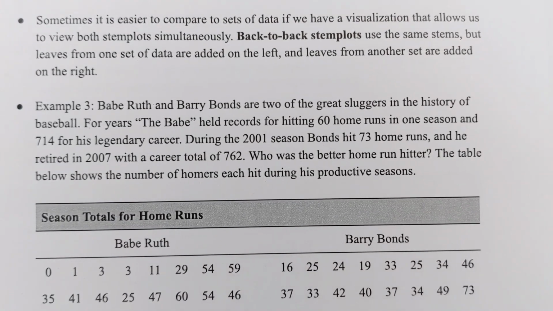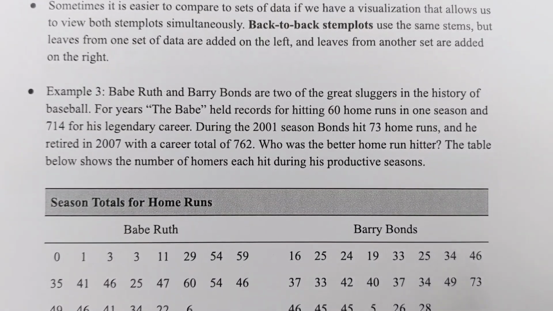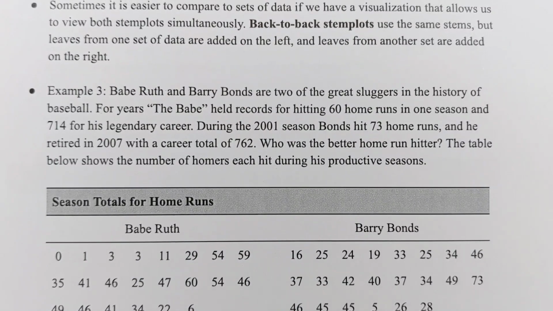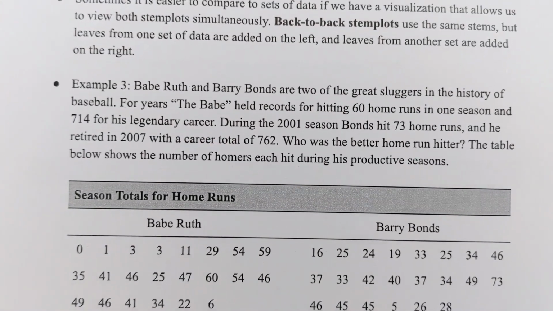So example 3: Babe Ruth and Barry Bonds are two of the great sluggers in the history of baseball. Babe Ruth held records for hitting 60 home runs in one season and 714 for his career. During the 2001 season, Bonds hit 73, and he retired in 07 with a career total of 762. Who was the better home run hitter? The table below shows the number of homers each hit during his productive seasons.